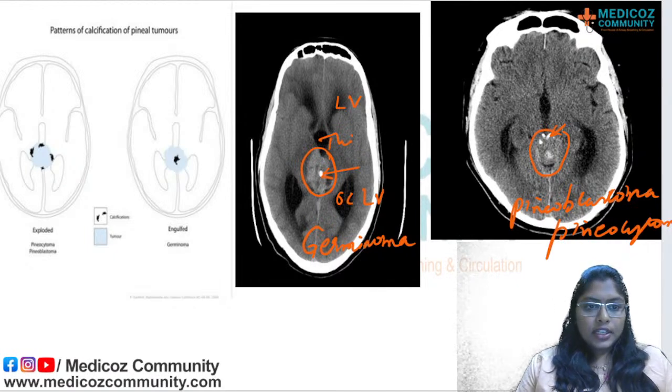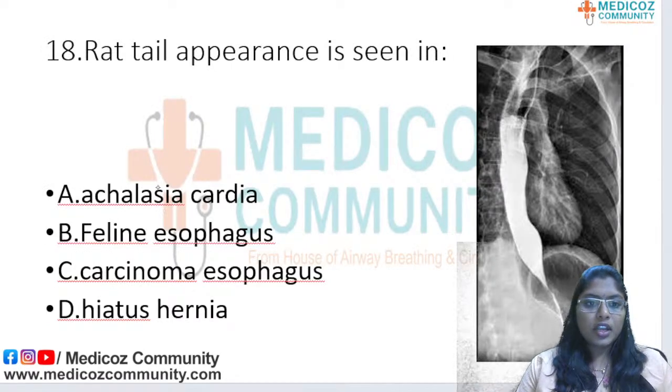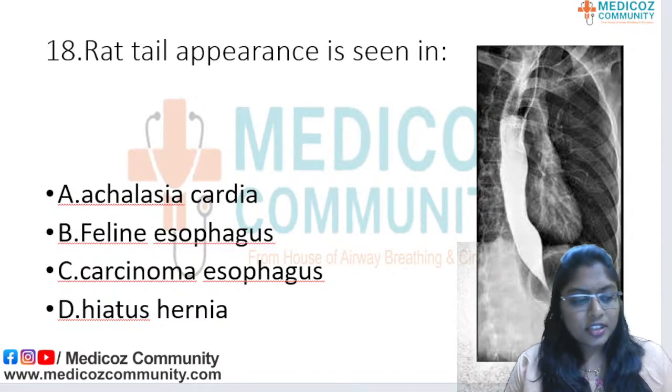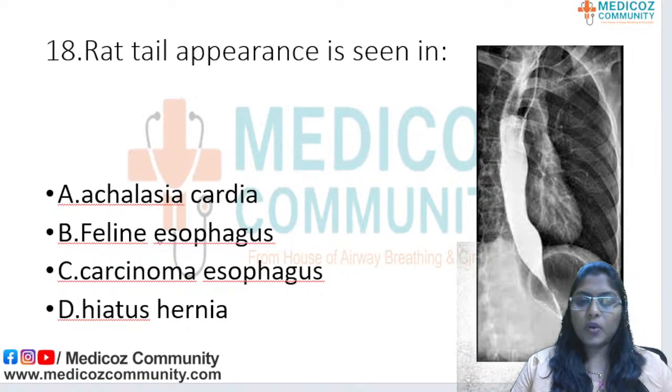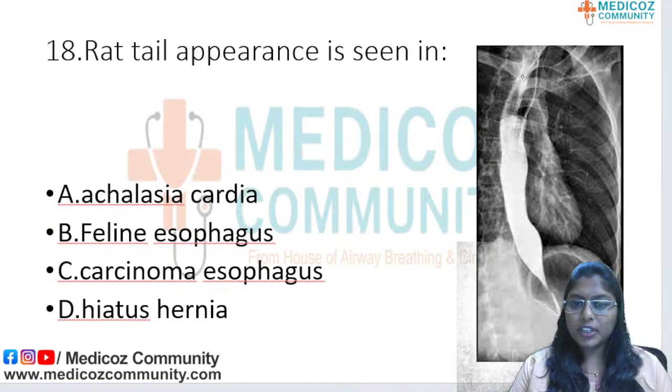So, coming to the next question. Rat tail appearance is seen in: A, achalasia; B, feline esophagus; C, carcinoma esophagus; D, hiatus hernia. Students, please be quick. Okay, before you answer, let me at least go through the anatomy here.